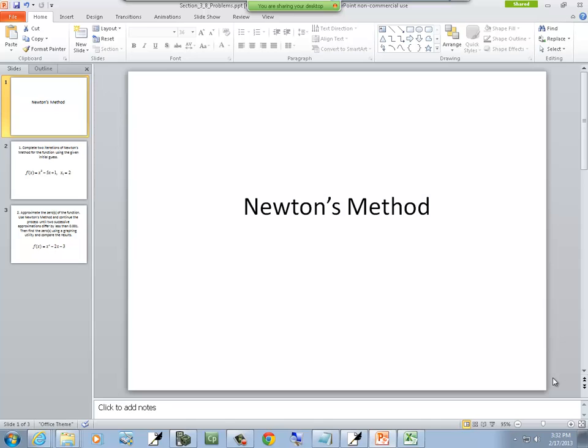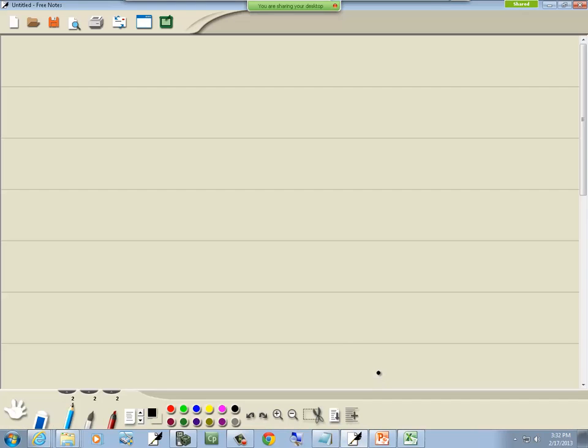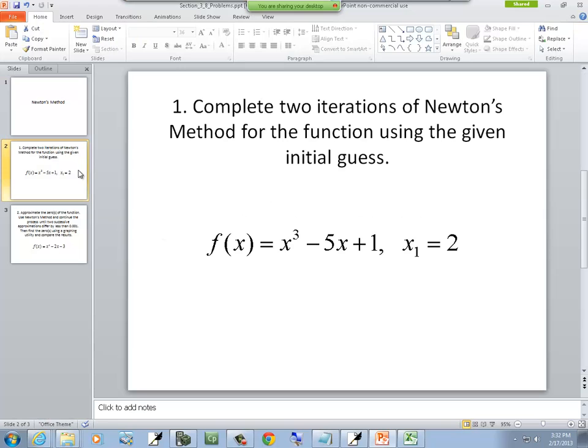And let's take a look at Newton's method. We'll do this by example. That's probably about the best way. Okay, so let's look at our first problem.